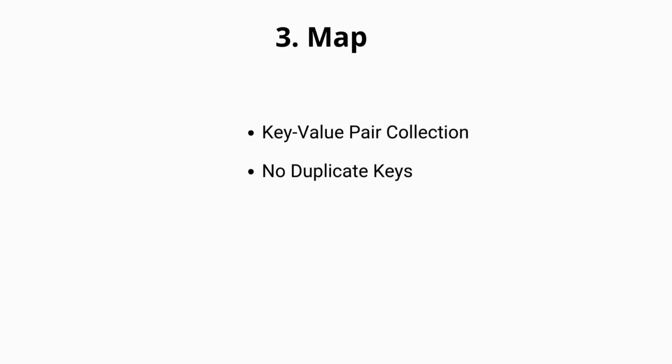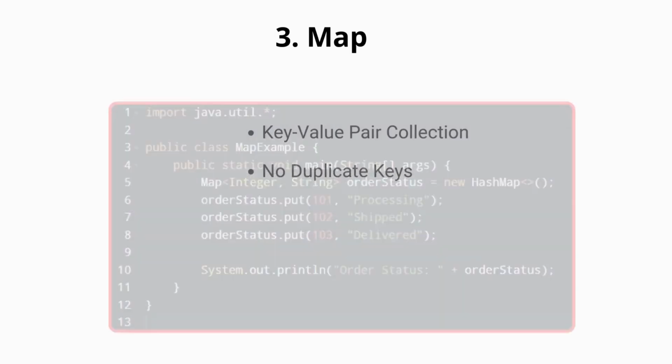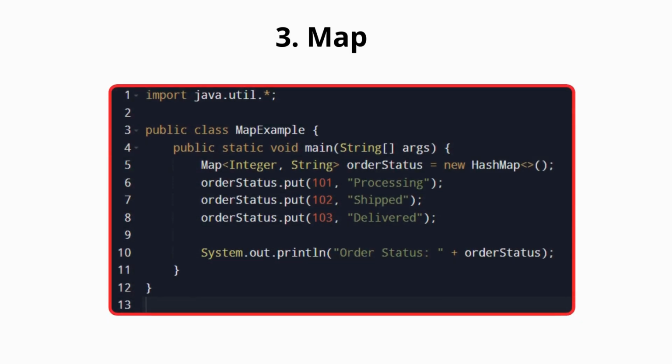And the third one, map. It's a key-value pair collection. It does not allow duplicate keys. Okay, so how to handle this HashMap? I'm going to create a class MapExample. Inside that I'm having the main method and I'm creating the object for the HashMap using new HashMap, and it's a key-value pair, right? So we need to add key and value, then I'm printing that value.